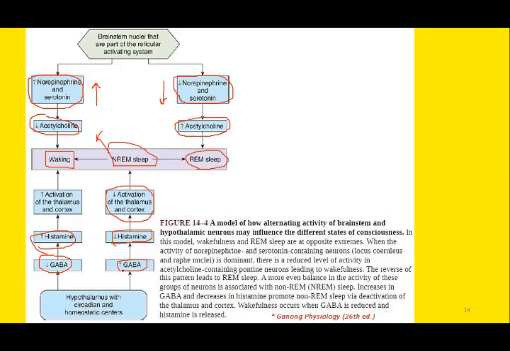The thing to remember is that norepinephrine and serotonin are the neurotransmitters required for wakefulness. Whenever there is increased concentration of these neurotransmitters, they will suppress the acetylcholine, hence will promote wakefulness. And the opposite is true for REM sleep, in which the levels of norepinephrine and serotonin drop and the levels of acetylcholine increase.